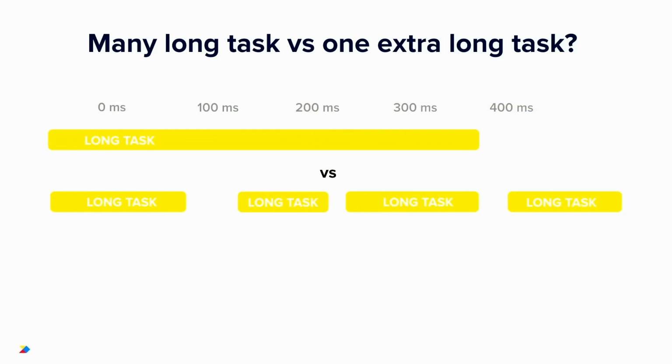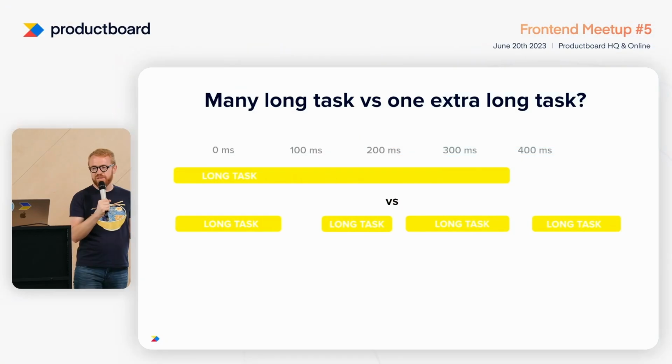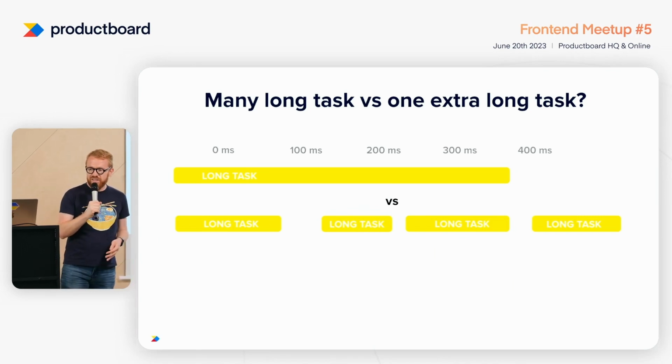Yeah, and before we start talking about what we exactly measure with Datadog in Productboard, the question is what exactly we want to know. Is it number of long tasks? Maybe not. If you check this example, in the first case we have only one long task, but in second case we have four. But which scenario is worse? Like, as a developer, I would say it depends.